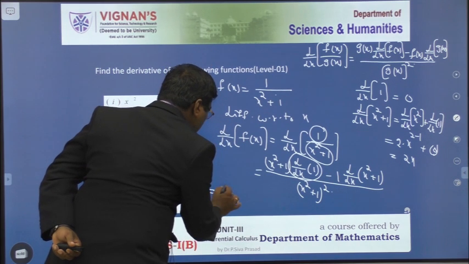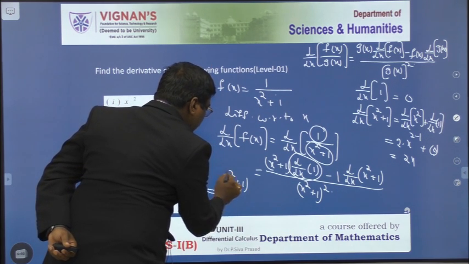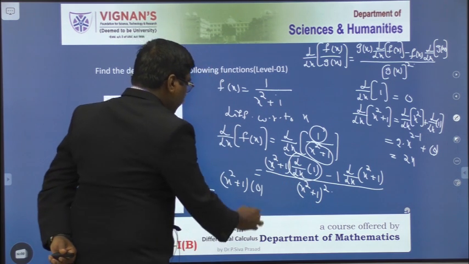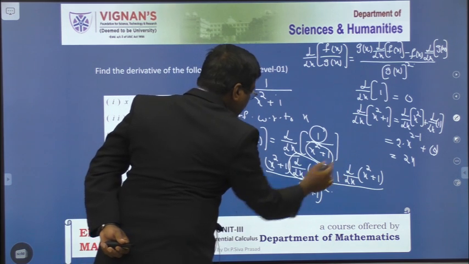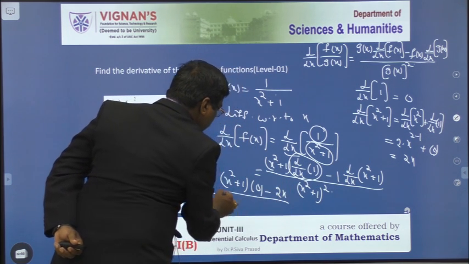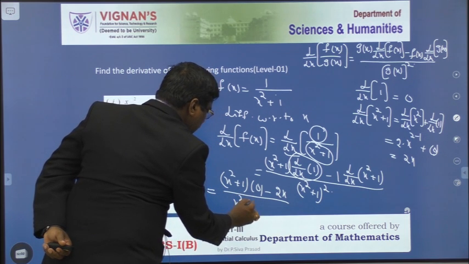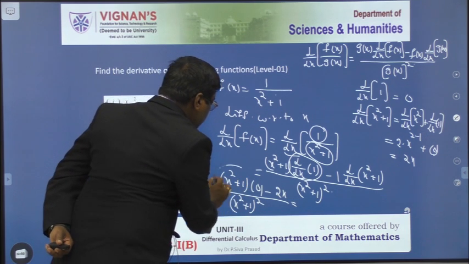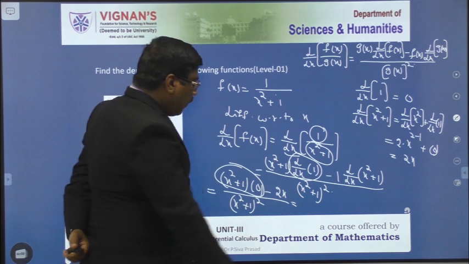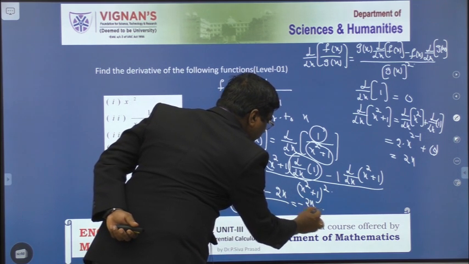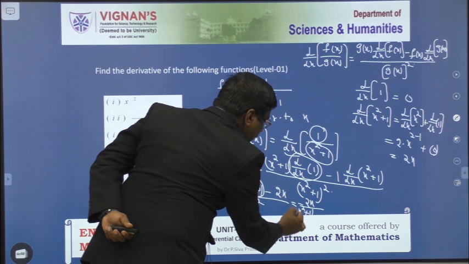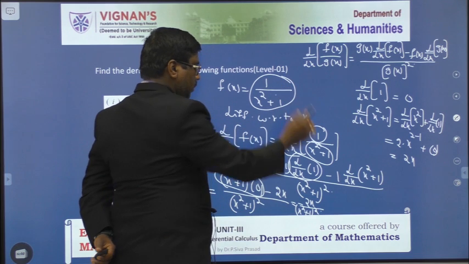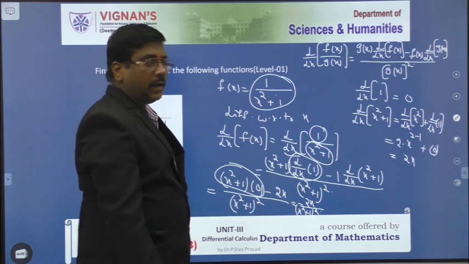Now, here I have to write x square plus 1 into 0, because the derivative of a constant is 0. Minus 1 into d by dx of x square plus 1, that is 2x, by x square plus 1 whole square. Now, 0 into something is 0. What is the value I get here? That is minus 2x by x square plus 1 whole square. This is the derivative of the given function f of x is equal to 1 by x square plus 1.